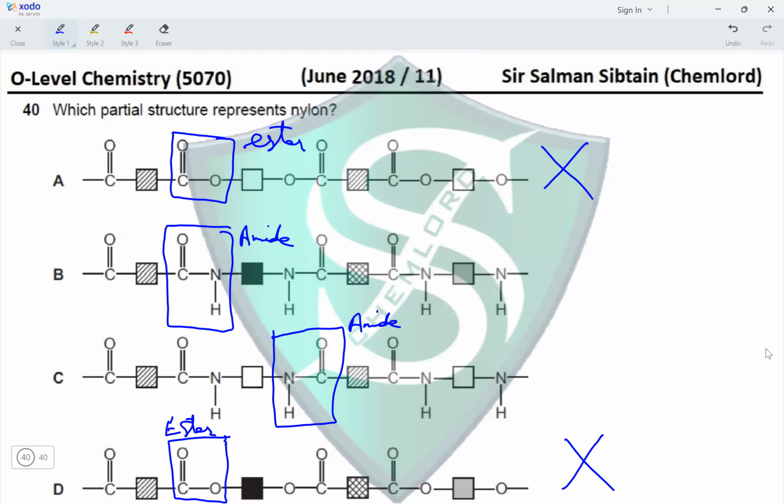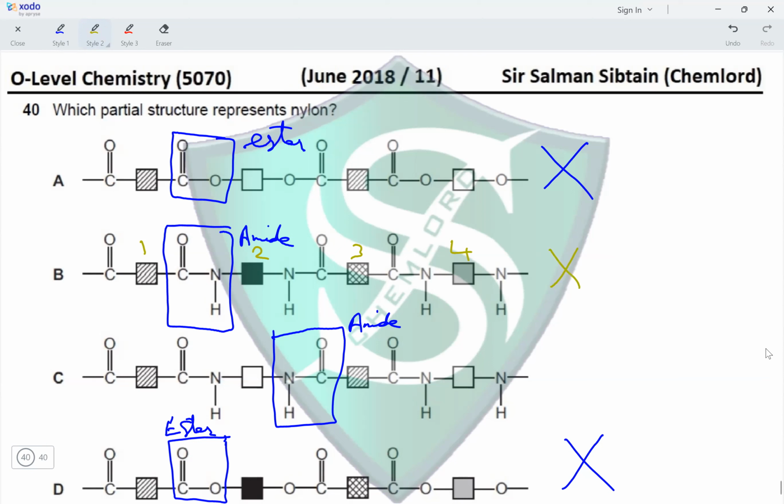Now, which partial structure represents nylon? Now, in B, we have got two different monomers present because we've got different boxes. Not two. In fact, this is one type of monomer, this is the second type, this is the third type, this is the fourth type. So all the four boxes are different. Nylon is made up of two different monomers forming an amide bond. So option B is incorrect.